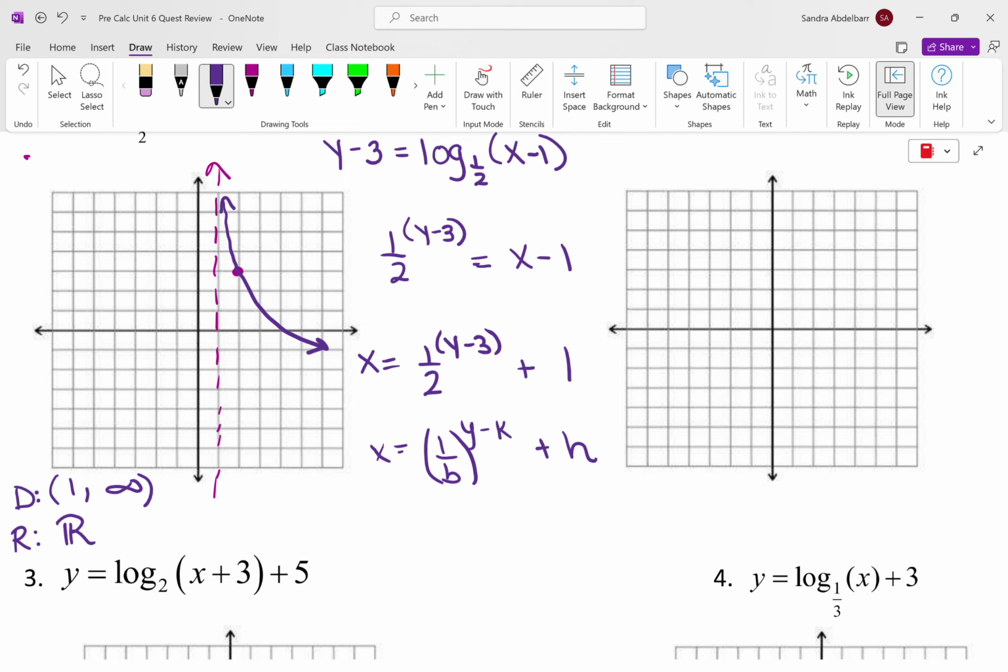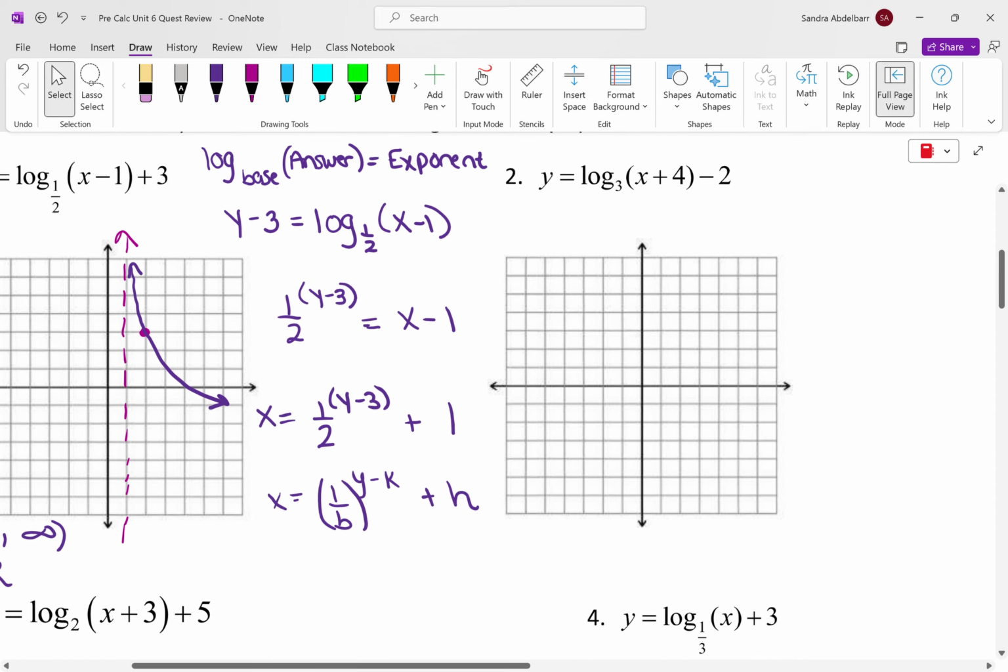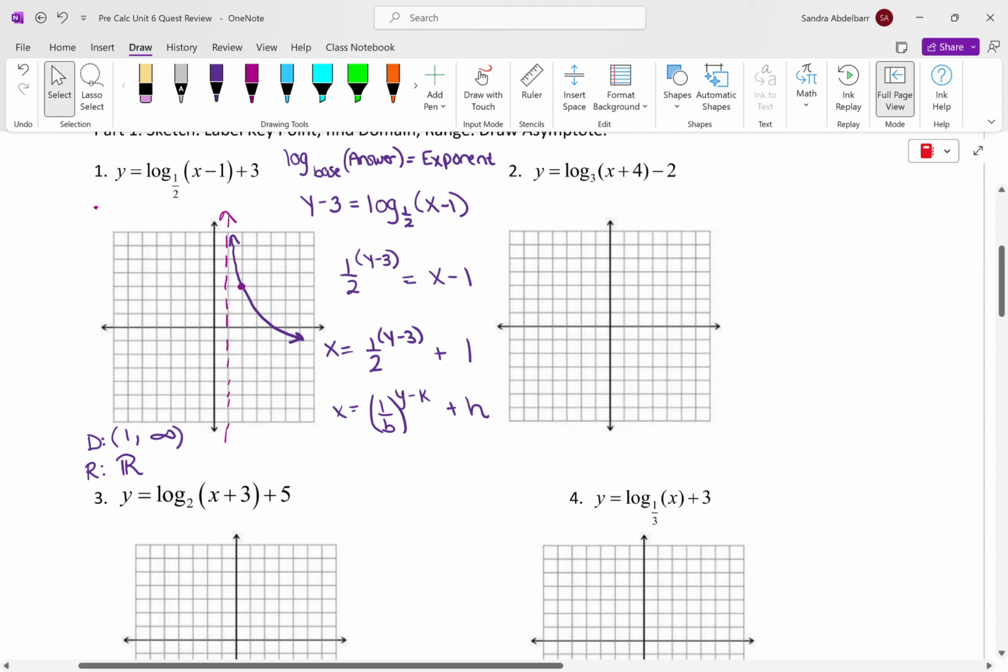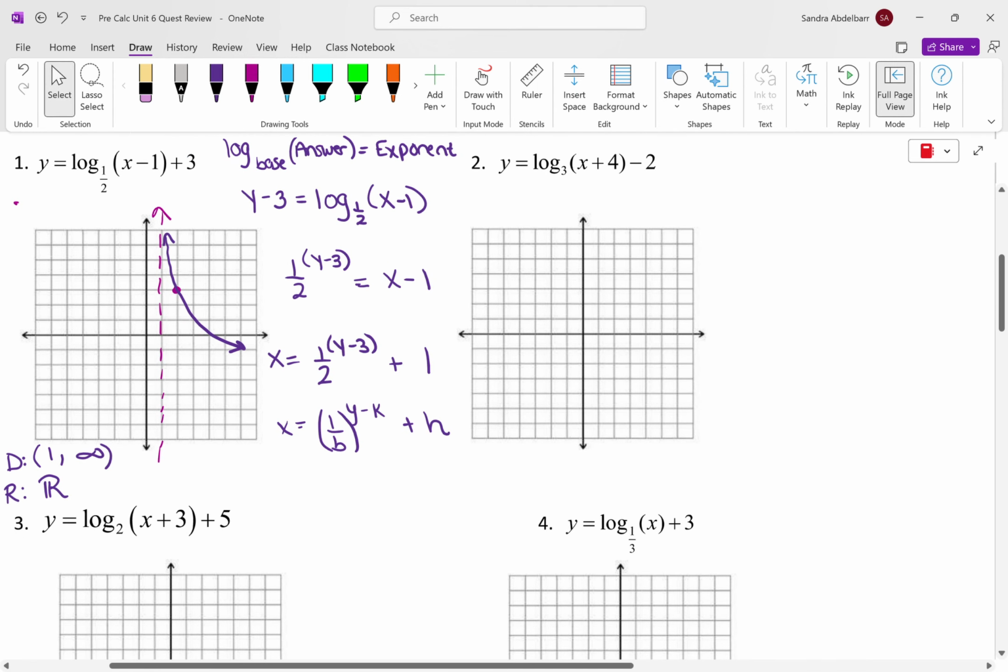So the domain is about where the asymptote is? Mm-hmm. For the first one. All right, let's try another one. So number 2. The range is all reals. Domain is 1 to infinity.